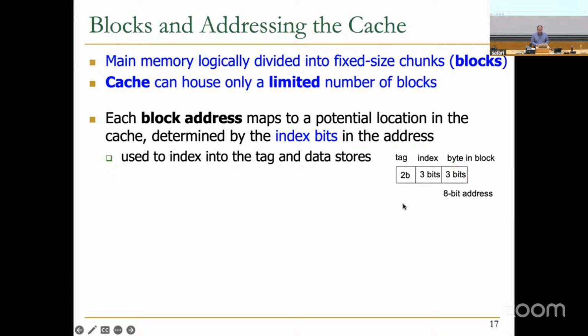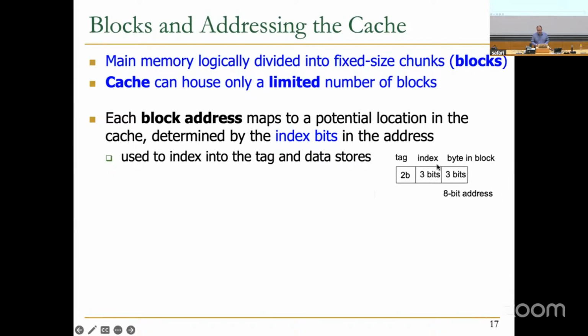So this can be your address space, like the address bits. We are assuming here 8-bit addresses, and assuming that your memory is byte addressable. Since your address is 8 bits, you have 256 bytes. So that's the size of your memory.